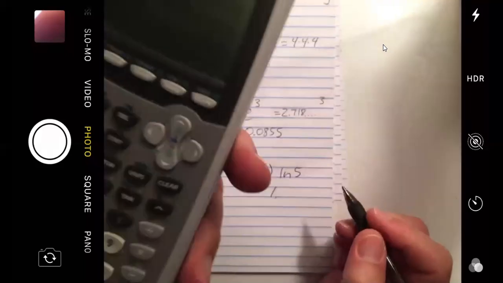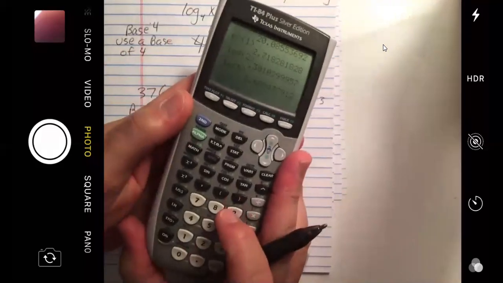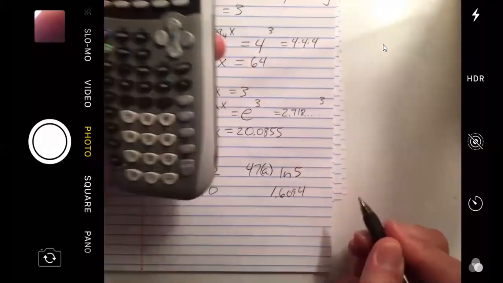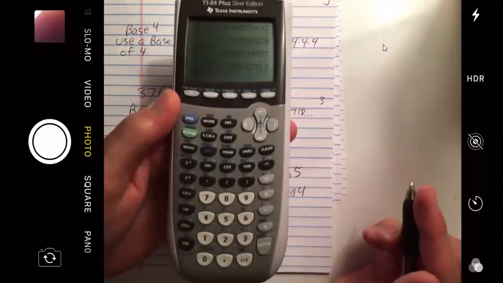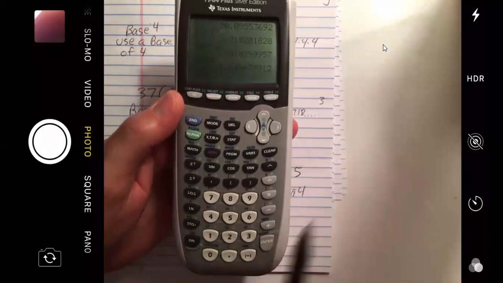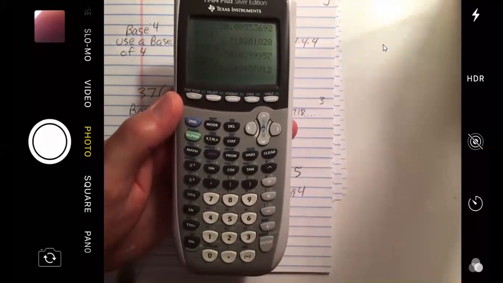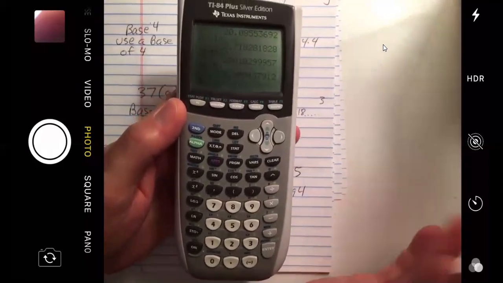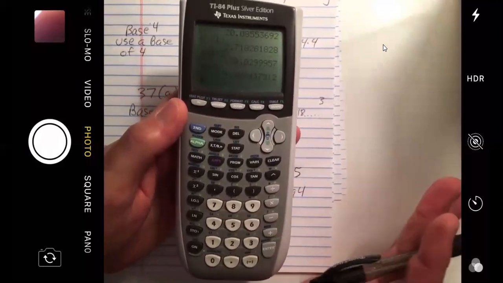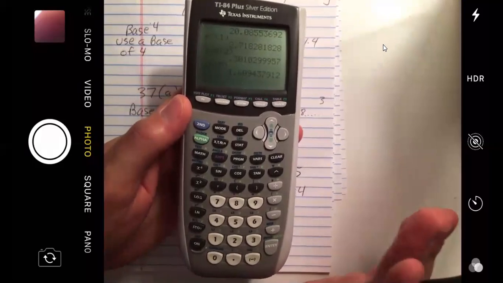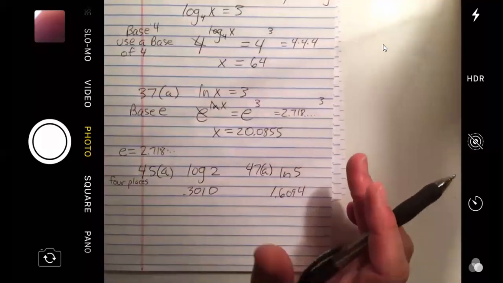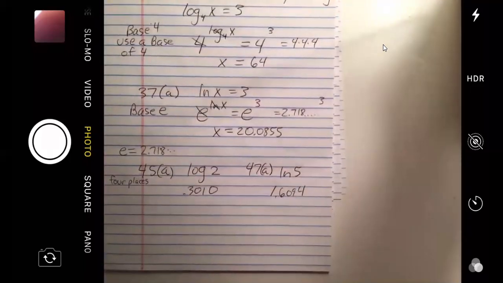Did I show that off too quick? Oops. ln 5, 1.6094, log 2, 0.3010. All right, don't want to insult anyone's intelligence, but if it says punch LOG, use the LOG key. If it says punch LN, use the LN key. I have met people who punch LN for everything. Don't do that. Shows LOG, punch LOG. Shows LN, punch LN. That pretty much is examples out of every section from section 4.3.